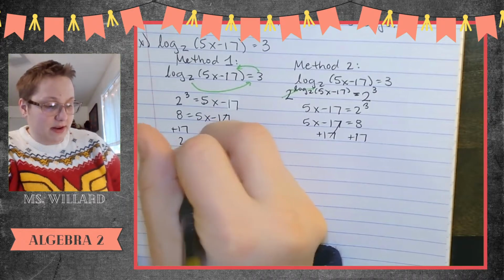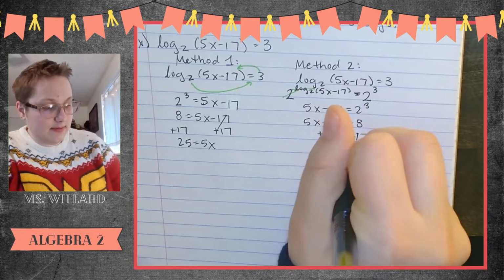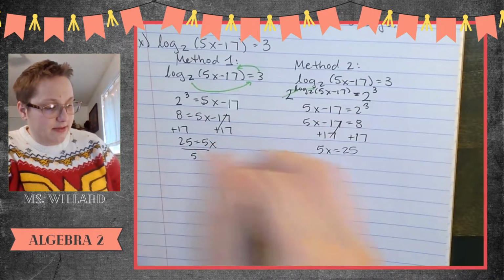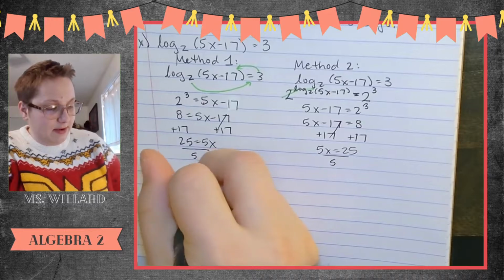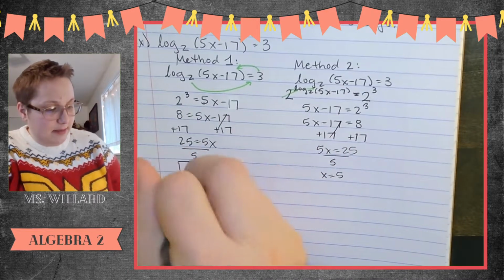8 plus 17 is 25. Divide by 5. 5 equals x, or x equals 5. Same.